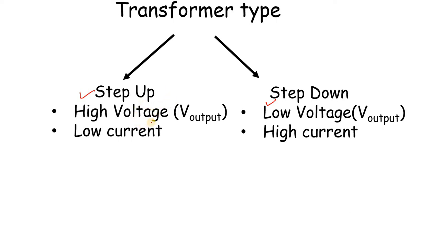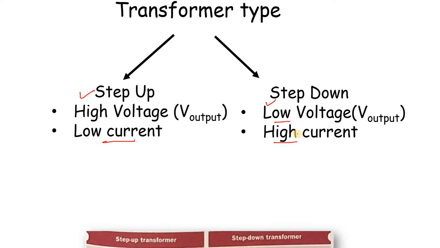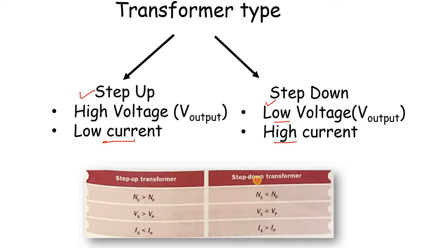Step up and step down is basically the concept in the secondary, meaning output. If the voltage is high in the output, you will say step up. So high voltage means low current. We are going to discuss that in just a couple of minutes. What does it mean? Then in step down, the output voltage will be low and the current will be high. So based on the equation we have discussed, if the voltage is very high in the secondary, it means what? The number of turns will be more.